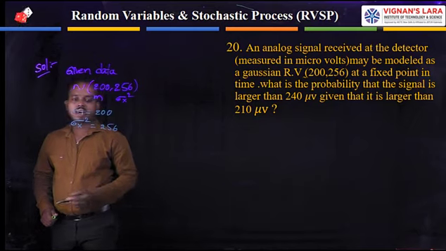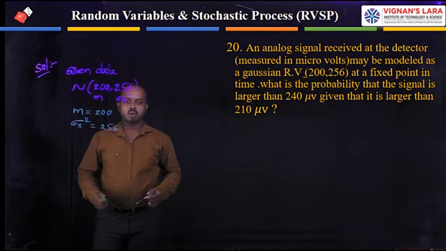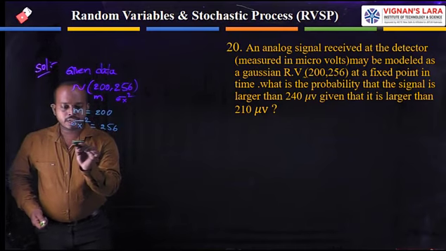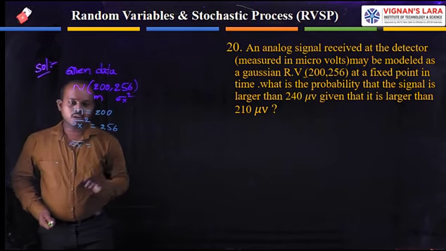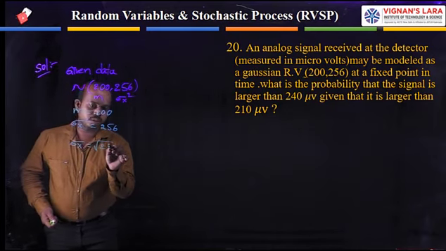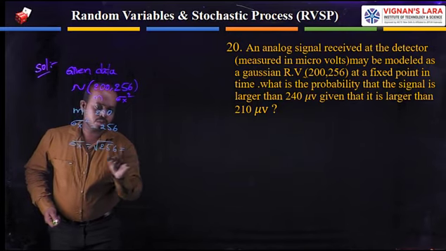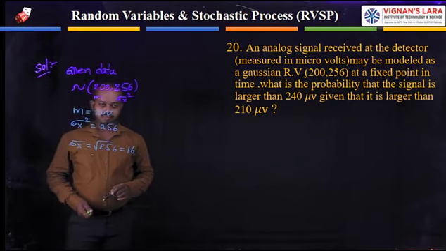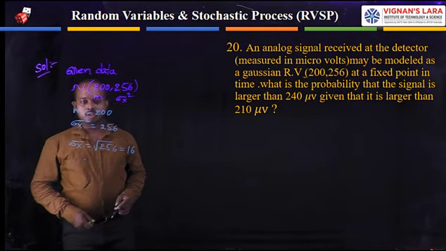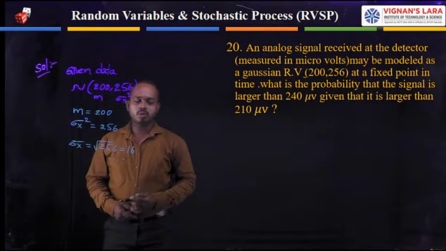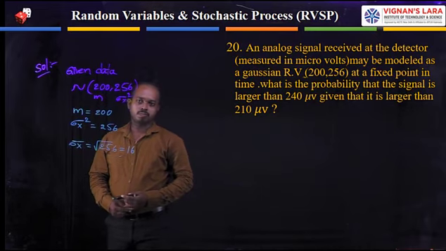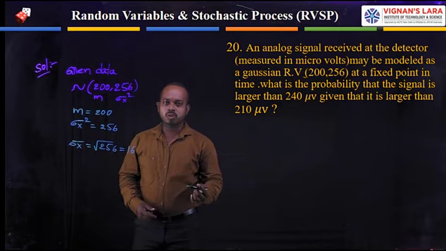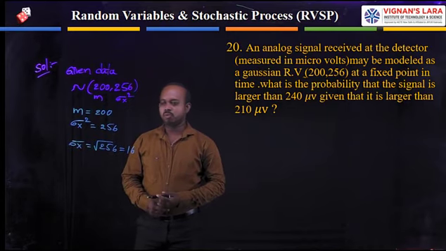But our desired value is not the variance. From this variance we obtain the standard deviation sigma x. Sigma x is the root of 256, which is 16. Coming to our problem, we are able to find the Gaussian distribution for values greater than 240.